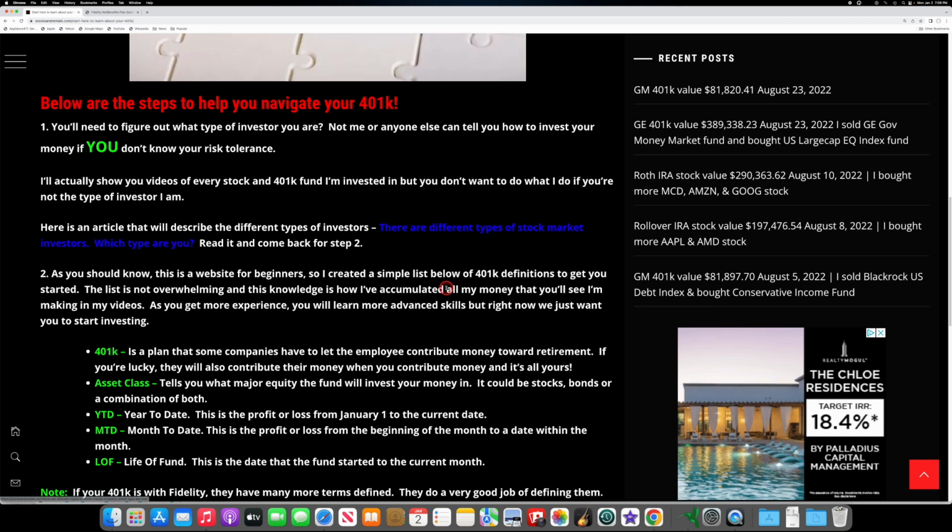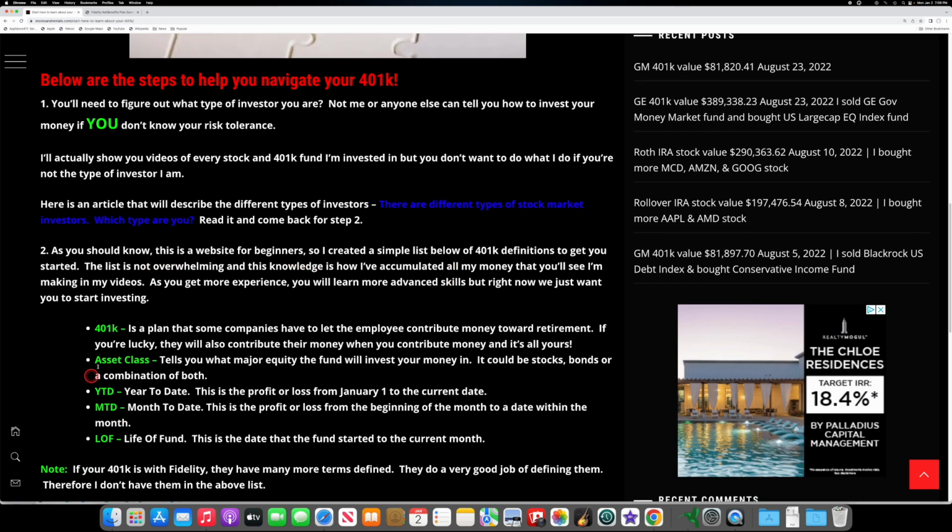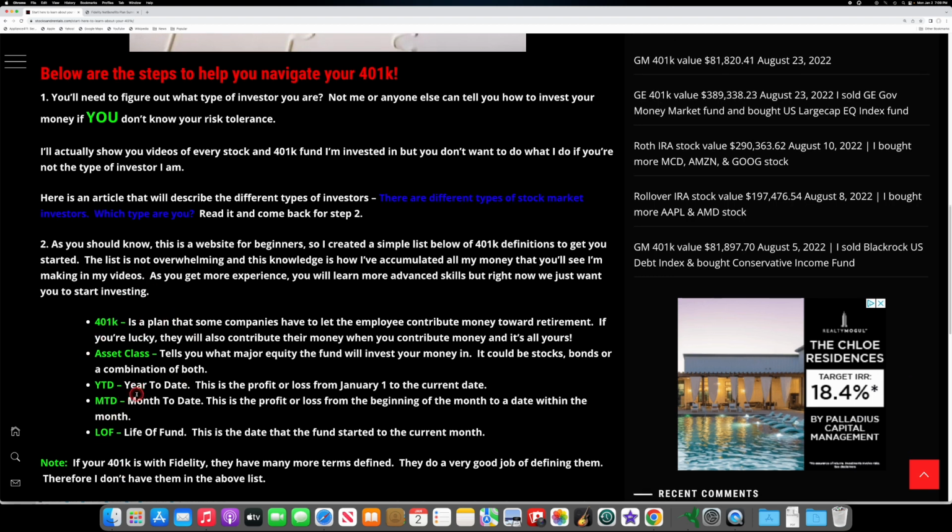401k. Step number two, there are terms you need to know. They're right here. You don't have to memorize them because you can always come back here. I do want to tell you, these terms allowed me to get to almost $100,000 in my 401k. So it's not like you got to walk around with an encyclopedia on your back. These easy terms, and you're going to learn more, but starting off with these terms will get you going.